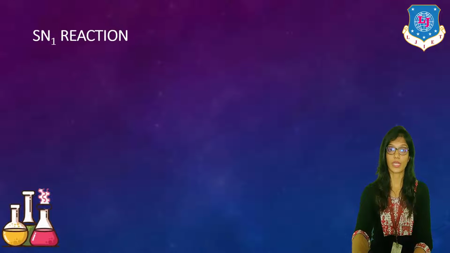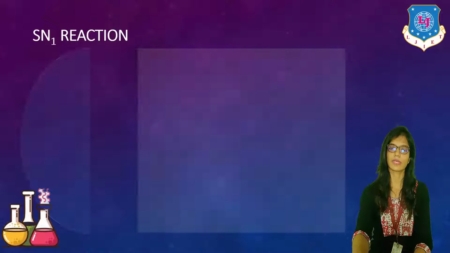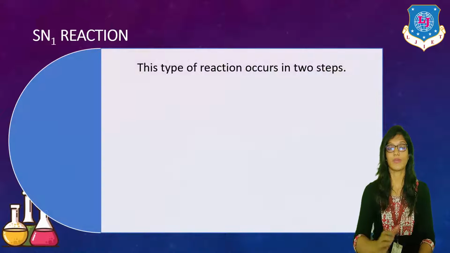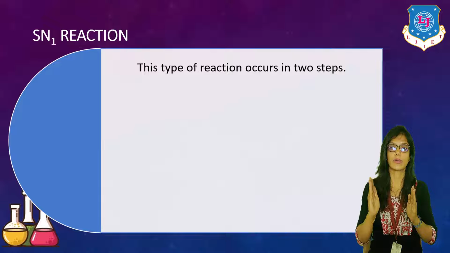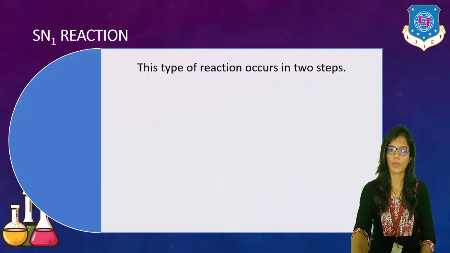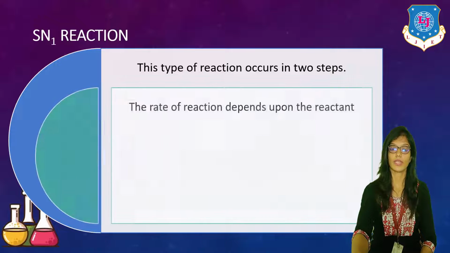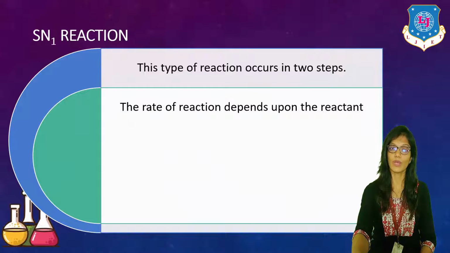Now let's talk about the SN1 reaction. Let's study the SN1 reaction here. This type of reaction occurs in two steps. It's basically substitution nucleophilic reaction number 1. So the molecularity is 1 and the rate of reaction depends only and only on the reactant.